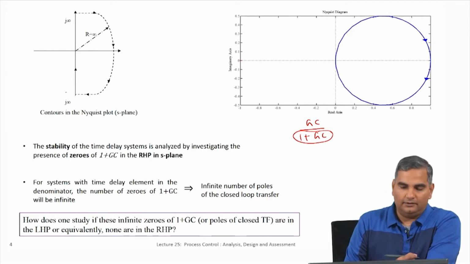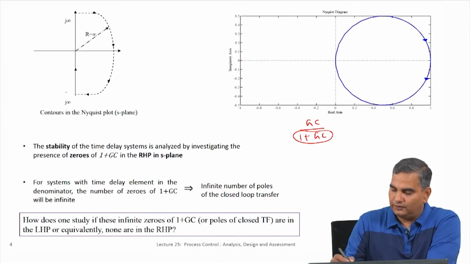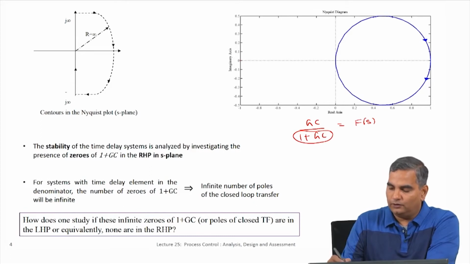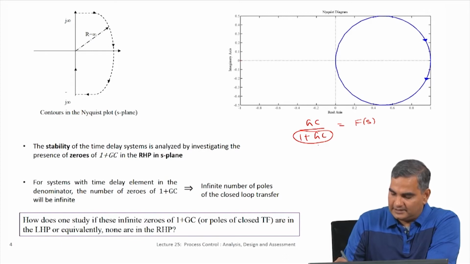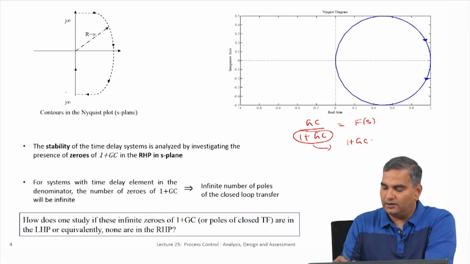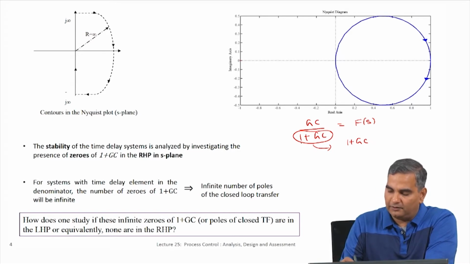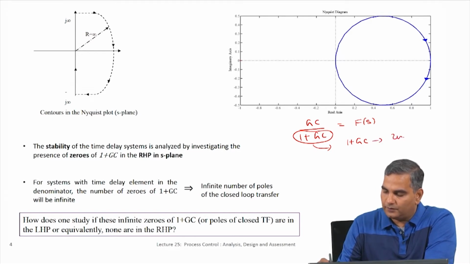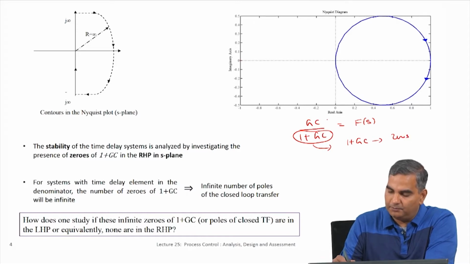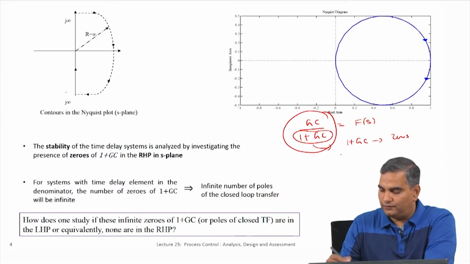So basically, if you think about an s plane for this, this is what we are going to call f of s, and this itself is a transfer function in s. If I want to know if this system is stable, then what I can do is just take this 1 plus Gc. Why am I taking 1 plus Gc? Because when I write this in a numerator by denominator form, the zeros of 1 plus Gc will become the poles of this.